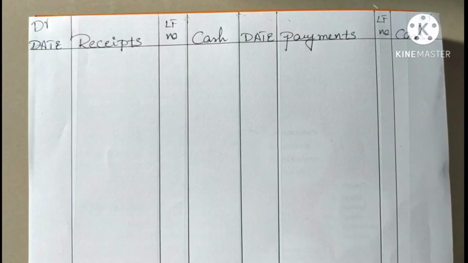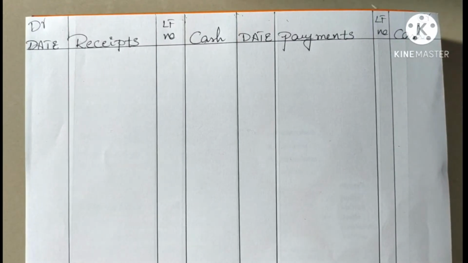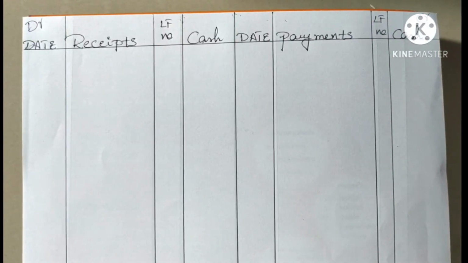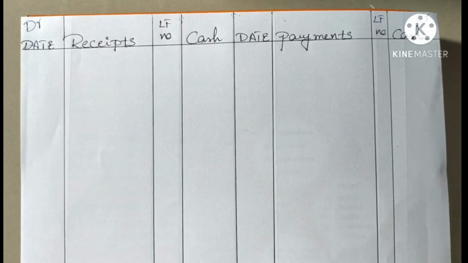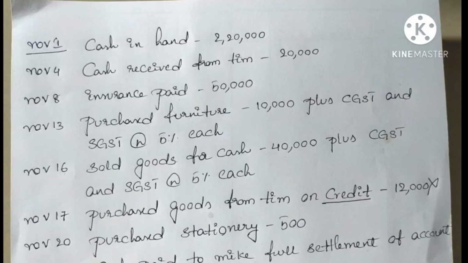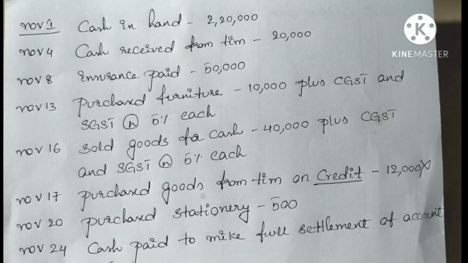Today we are going to learn how to prepare cash book, that is single column cash book. Now we'll see the problem. Here we have 11 transactions. We can post these transactions in two ways.